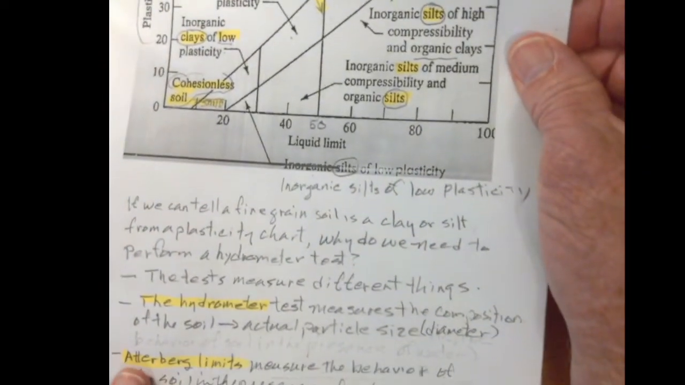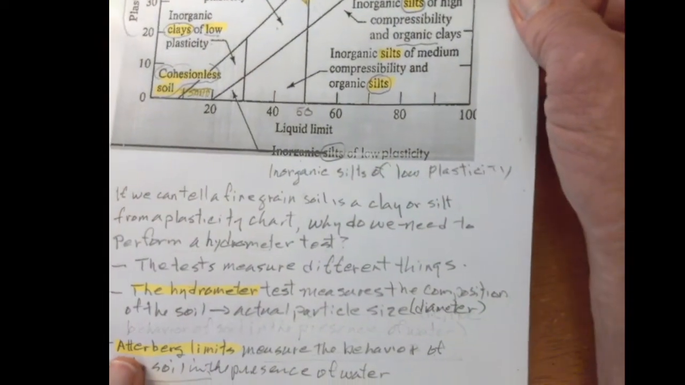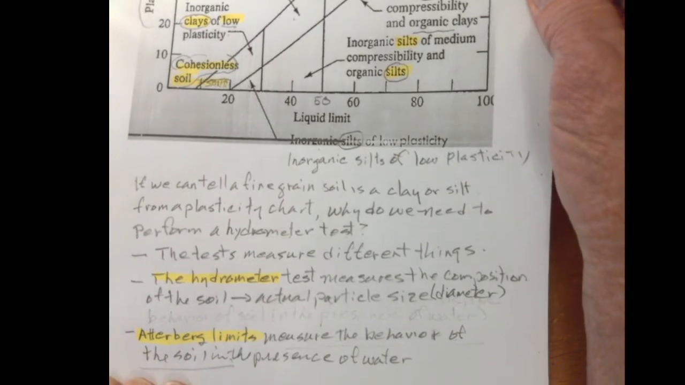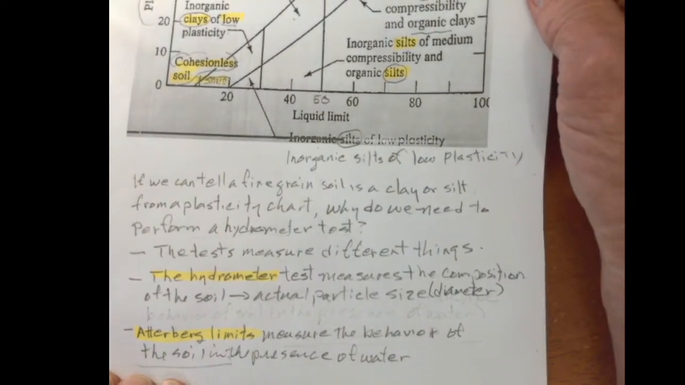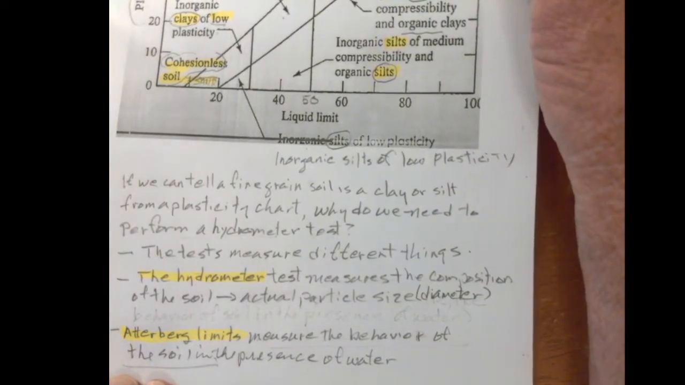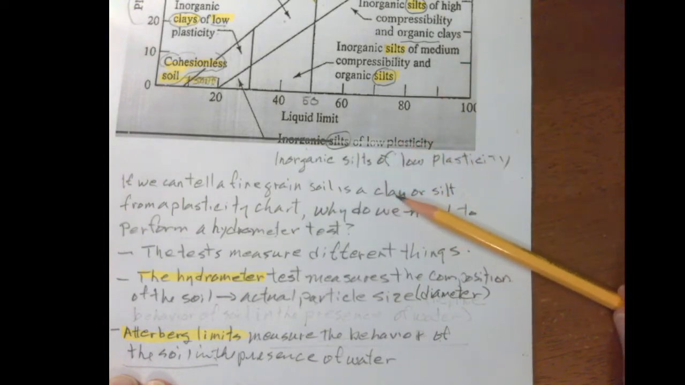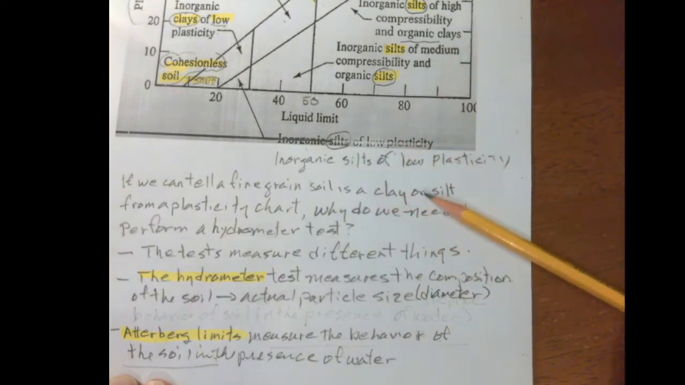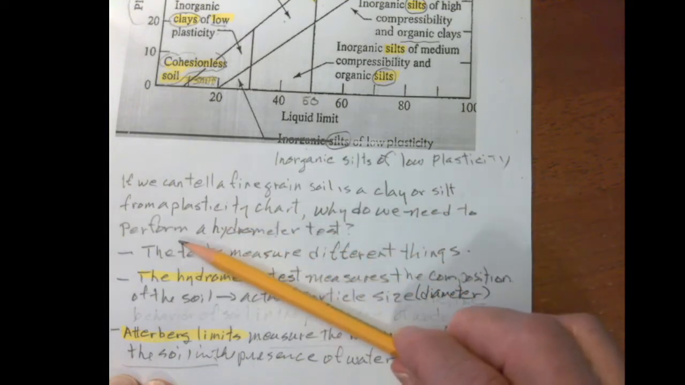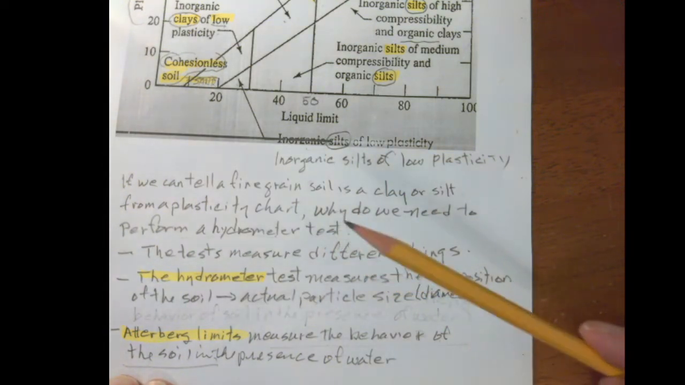Let's see, what are these notes? We've talked a little bit about a hydrometer test early on, even in the erosion class it was brought up, I think. But with a hydrometer test, the question is if we can tell a fine-grained soil is a clay or a silt from this chart, why in the world do we need to perform a hydrometer test? It's a question I found in my readings.